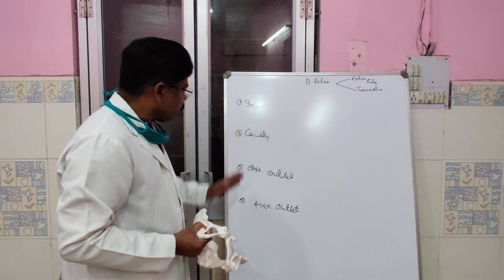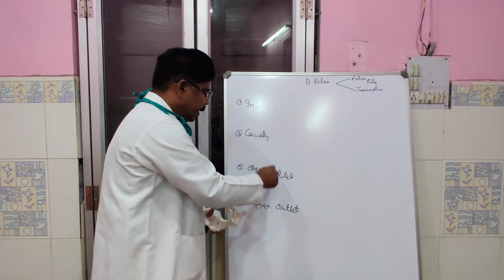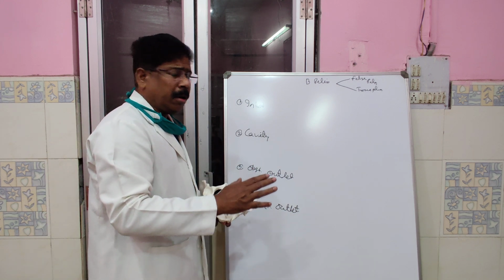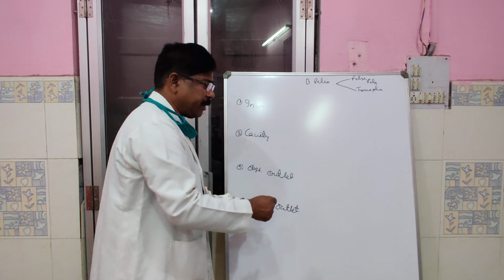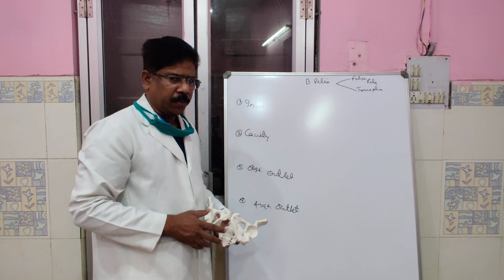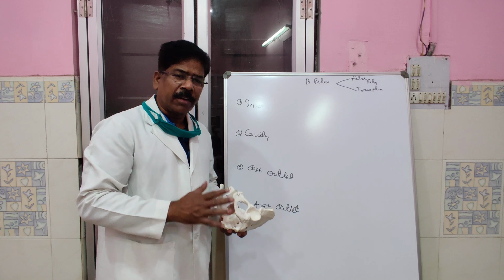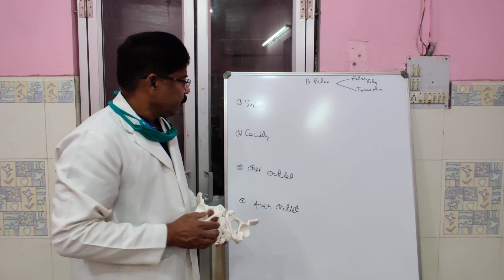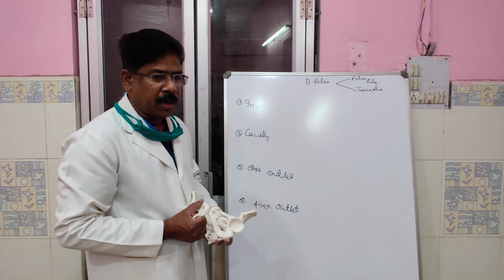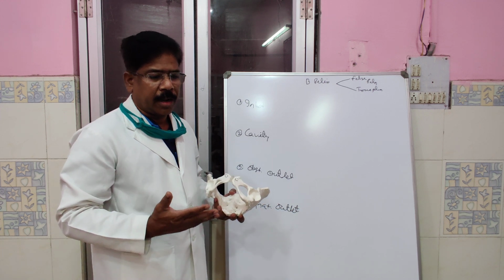Regarding all four things, we should know the shape of the inlet, cavity, obstetrical outlet and anatomical outlet. Also, we should know the plane of each of them: the plane of the inlet, the plane of the cavity, the plane of the obstetrical outlet and the plane of the anatomical outlet. Then we should know the axis of all four and the direction of the axis. And we should also know the different diameters, which are often asked in the examination: the anteroposterior diameter, the transverse diameter, the posterior sagittal diameter, like that.